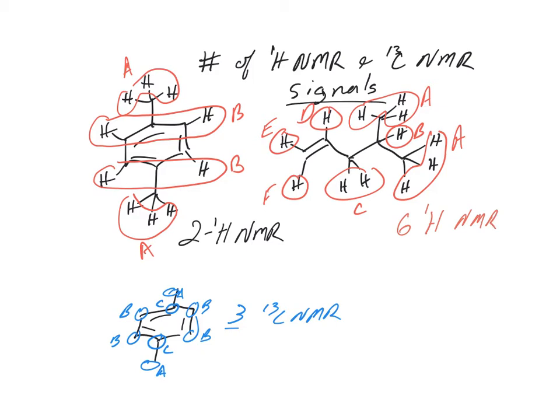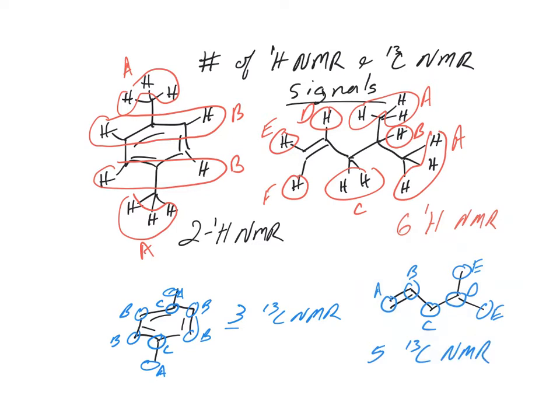I'm going to redraw it again, see if we can find that number for C13. All right, for C13, I see 1, 2, 3, 4, and then both of these are the same, 5. I see 5 different for C13. So what does this tell you? Is there some easy way to remember if there's always going to be more carbons or hydrogens? No. You just got to think about the symmetry of the molecule and the different types of hydrogens or carbons.